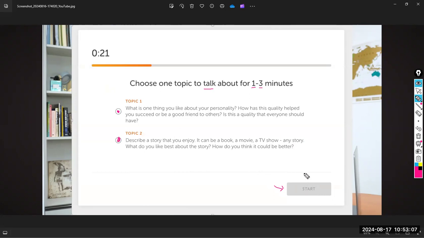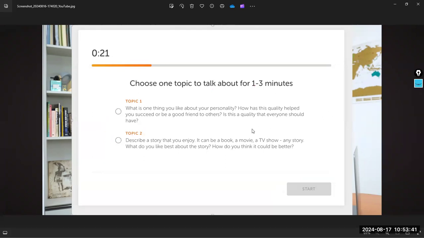You can start. Please, guys, you have to read both topics because maybe you have enough ideas about the second topic, not the first one. So don't only read topic number 1 and start speaking or start preparing immediately. This is really wrong because maybe you will be familiar with topic number 2, but you don't have that experience for topic number 1. So please, both of them should be totally read.